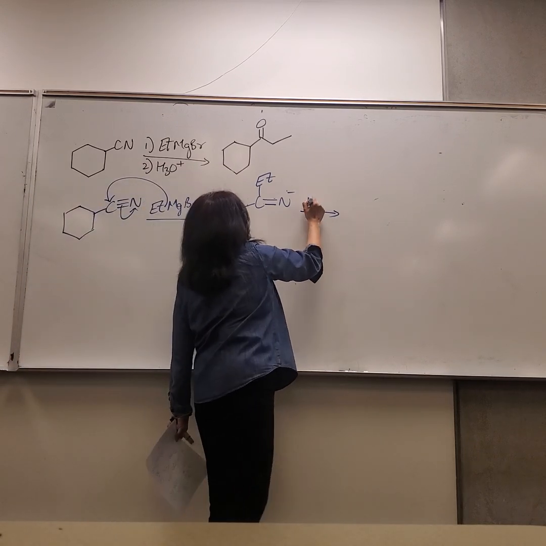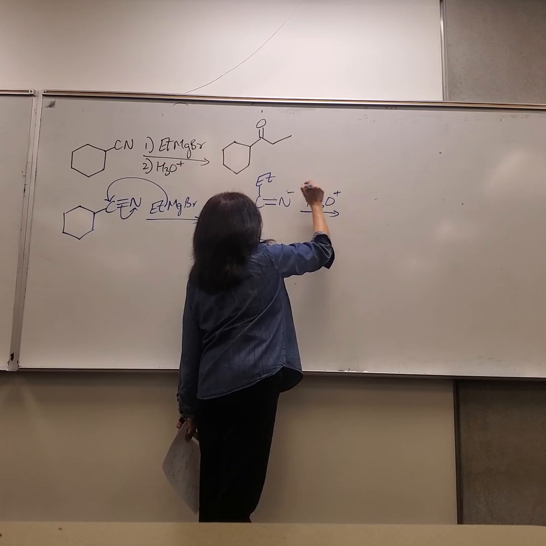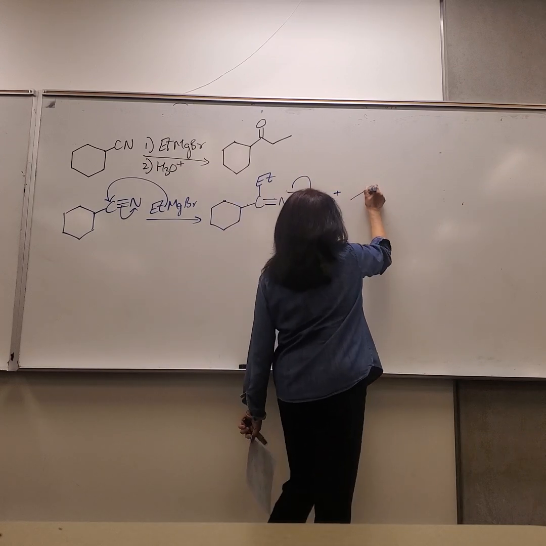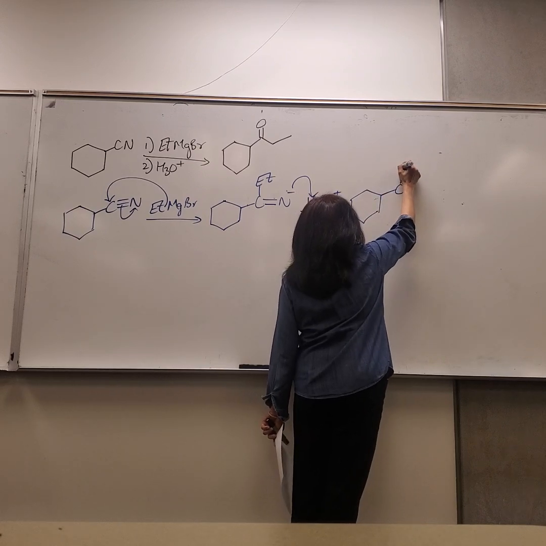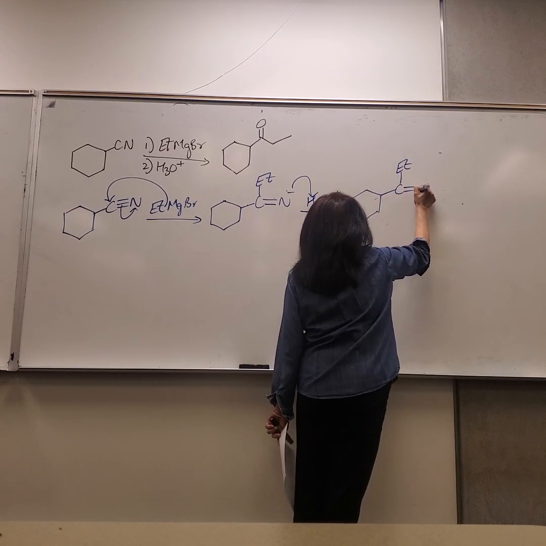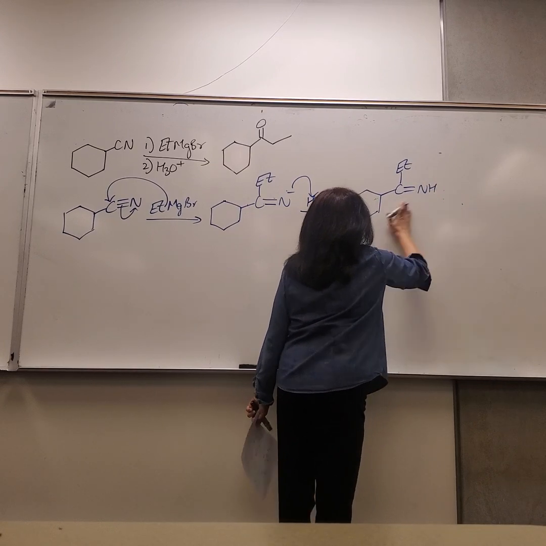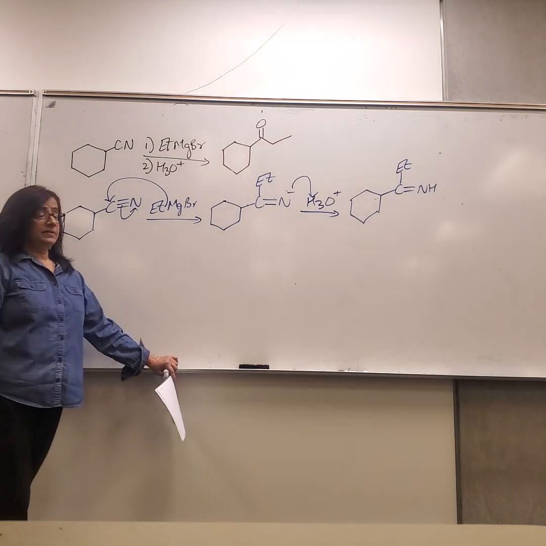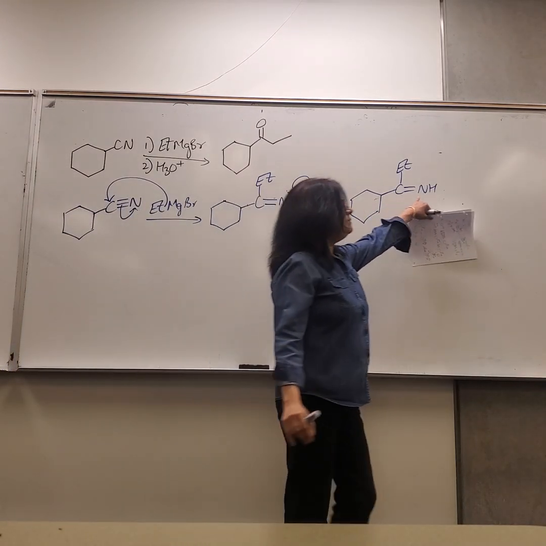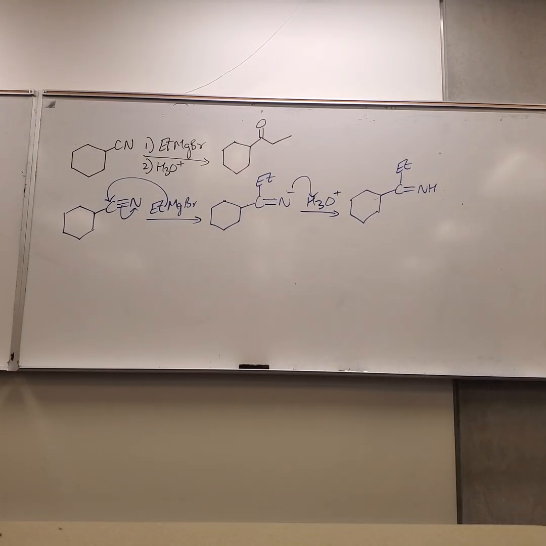So that's when we then add hydronium. The nitrogen gets protonated, and you've seen this before. Can someone tell me what this family of compounds is called? An imine. It's a double bond. Imine. Okay.